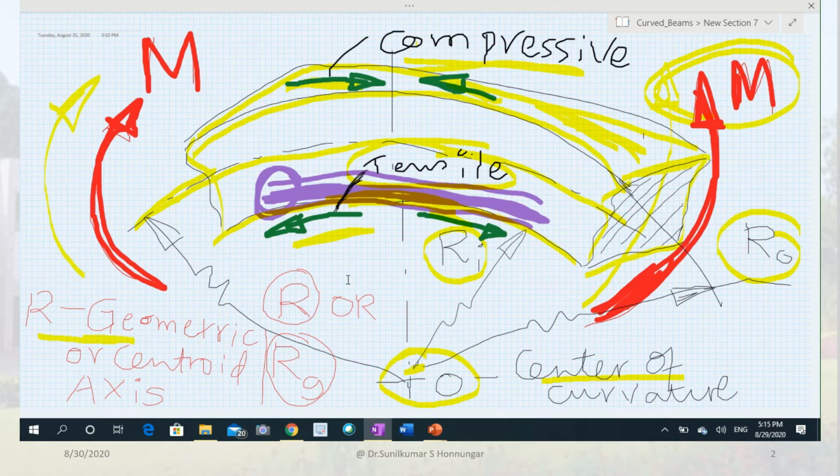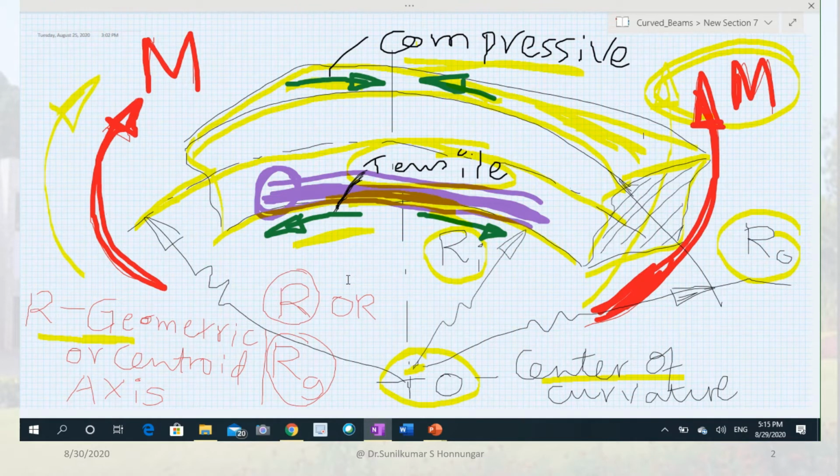Because of stress concentration, as you have already learnt, stress will be more. So what does that indicate? Here also in the curved beam, stress will be more at the inner fiber and stress will be less at the outer fiber.